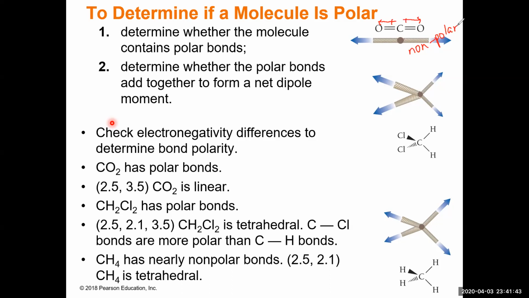If we look at CH2Cl2, CH2Cl2 does have polar bonds. When we draw out the geometry of this molecule, we'll see that this molecule is tetrahedral. And we'll see that the carbon to chlorine bonds are more polar than the carbon to hydrogen bonds. So we do not have an even distribution of the pull of electrons. And for that reason, this molecule is polar.